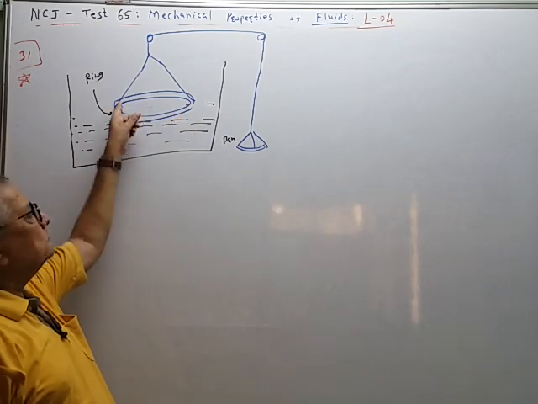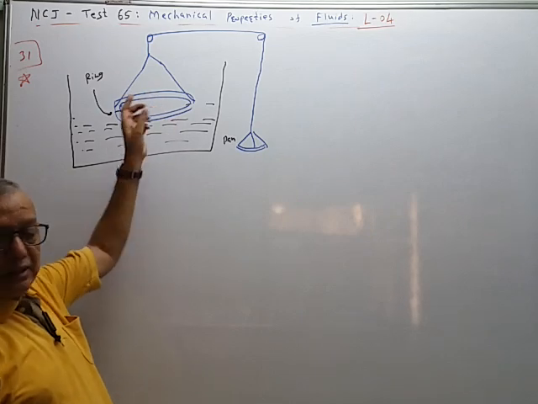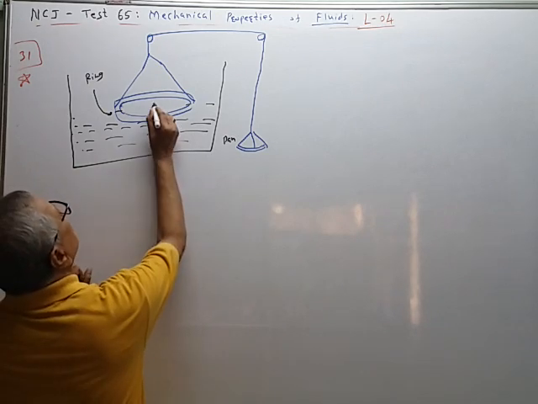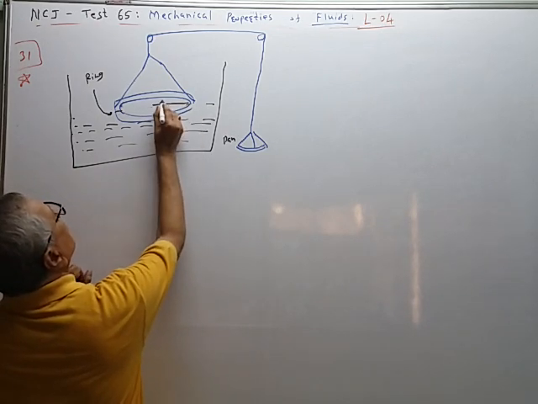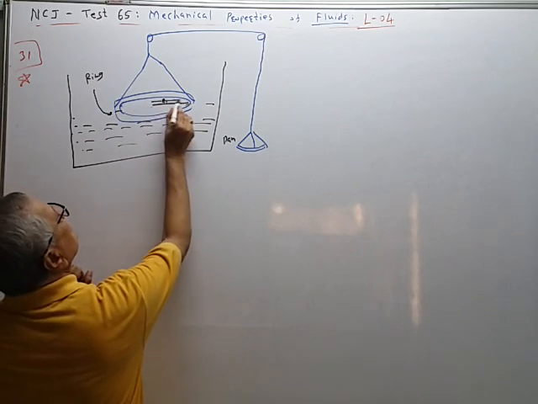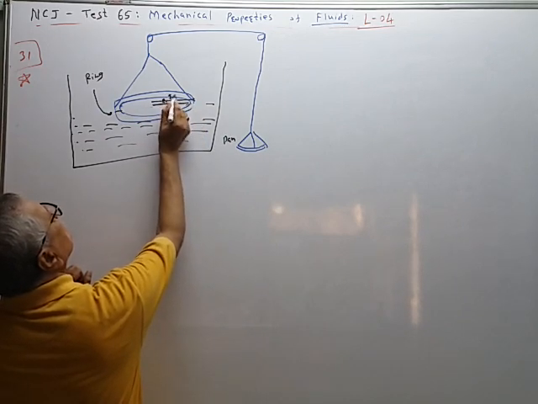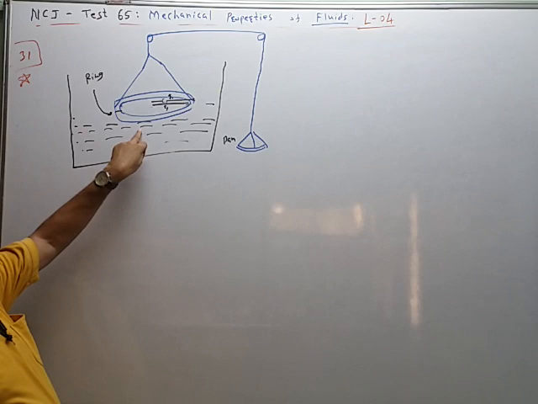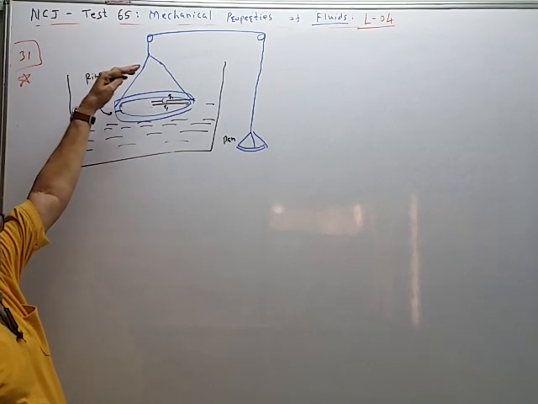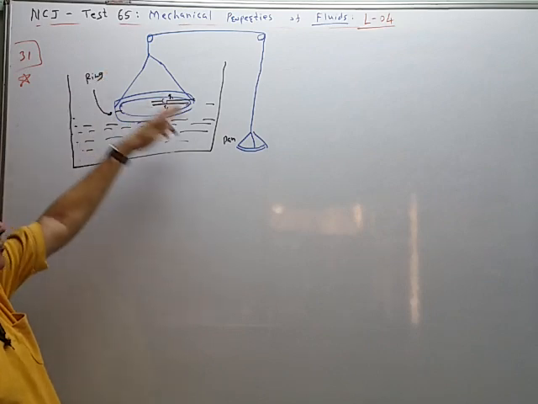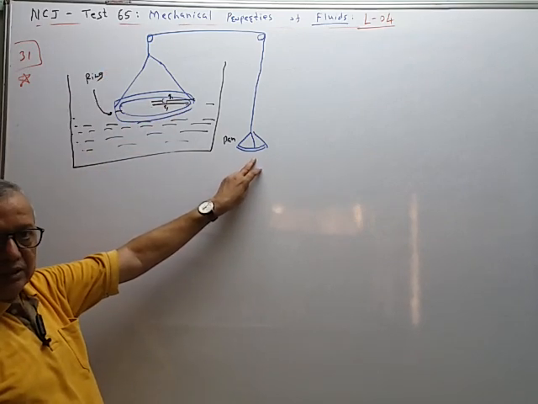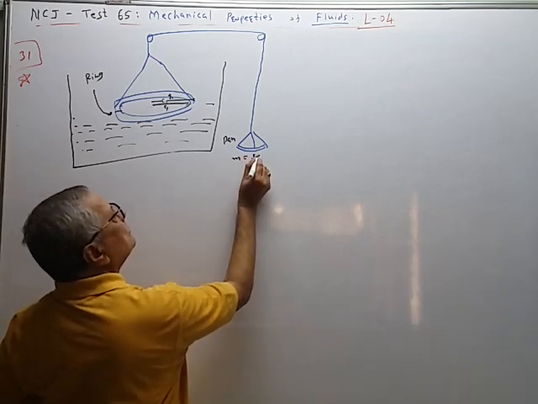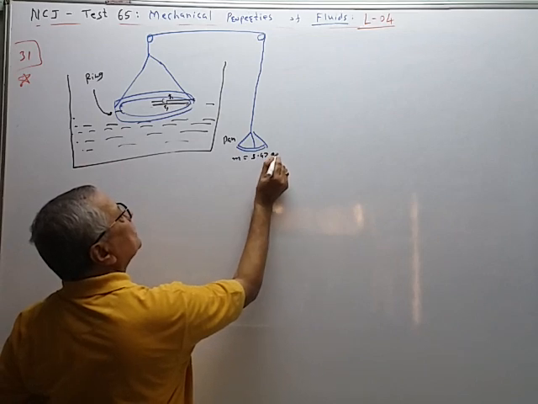So this is the ring. Inner radius is R1. Outer radius is R2. So it is just in contact with the water. Now we have to lift the ring. We have to separate it from water surface, and therefore we have to put the extra weight, and that weight is required. M is equal to 3.47 gram weight.